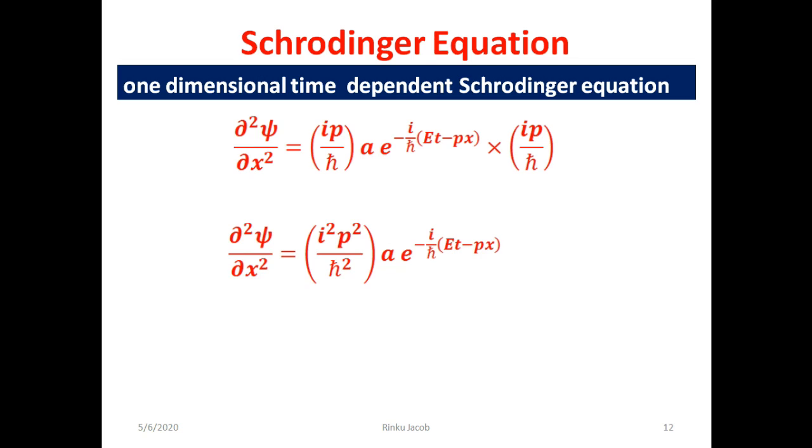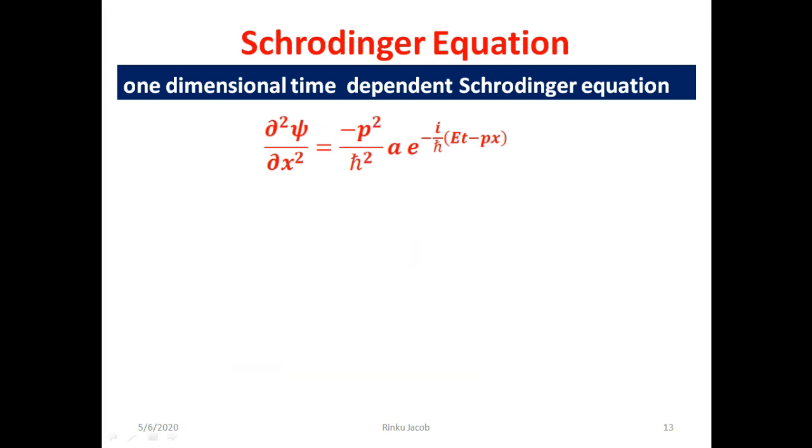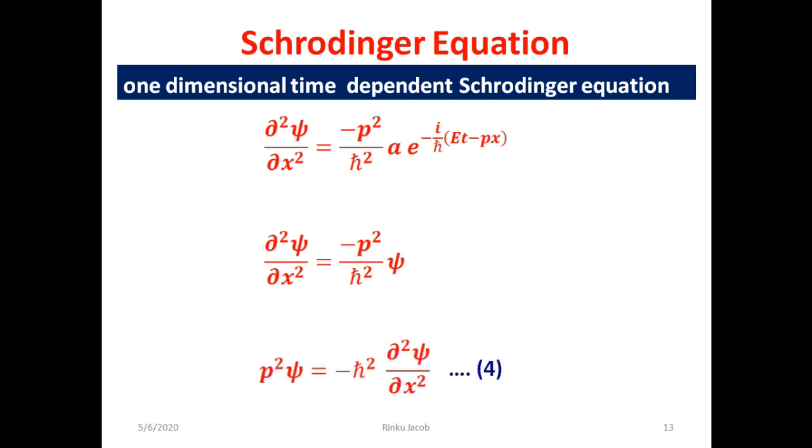Now i² is minus 1. So the equation reduces to ∂²ψ/∂x² equals minus p²/ħ² A exponential minus i/ħ into (Et − px). Here A exponential minus i/ħ into (Et − px) is the wave function ψ. So ∂²ψ/∂x² equals minus p²/ħ² into ψ. On taking ħ² to the other side of the equation, we get p²ψ equals minus ħ² into ∂²ψ/∂x², which is equation 4.